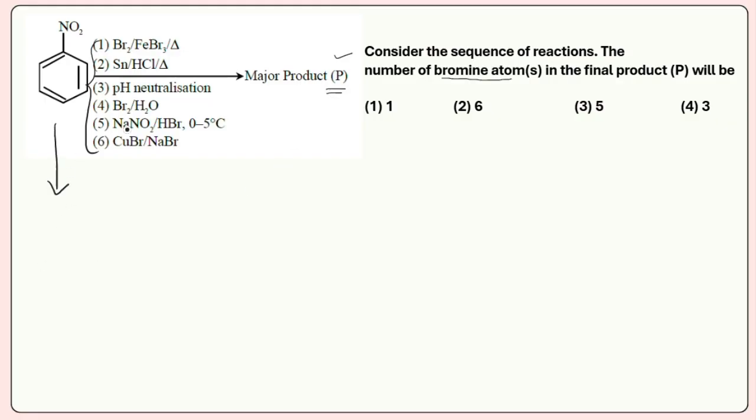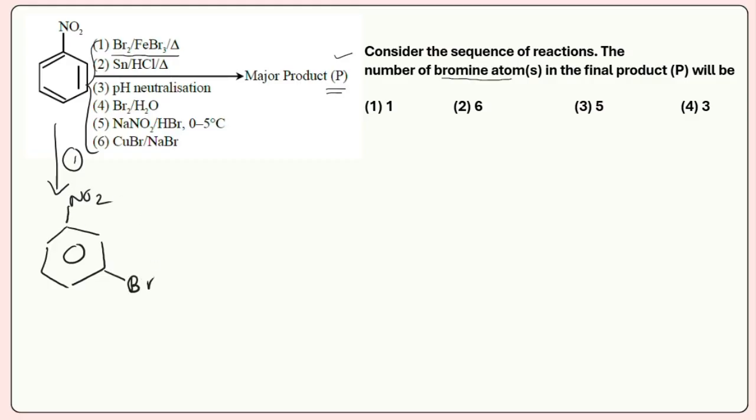Whenever a series of reactions is given, it's always better to write down the reactions. You don't have to write the reagents. You just write like this. So when nitrobenzene is treated with bromine, FeBr3 and heating condition, it is nothing but a bromination reaction. And where should the bromine go? On the meta position. Why so?